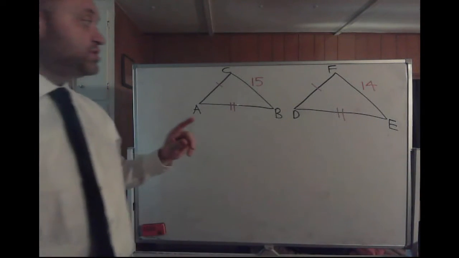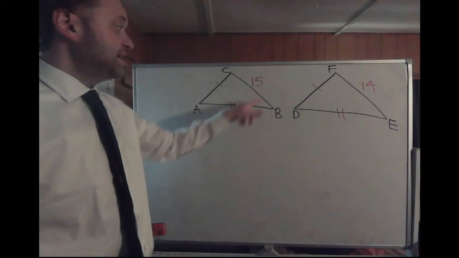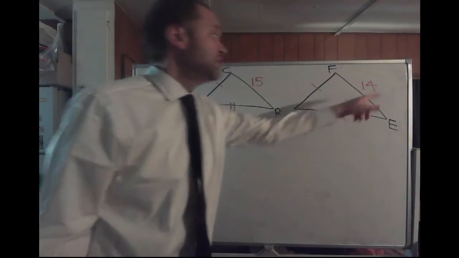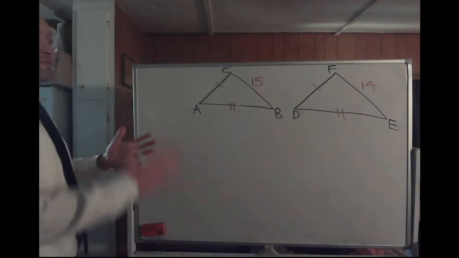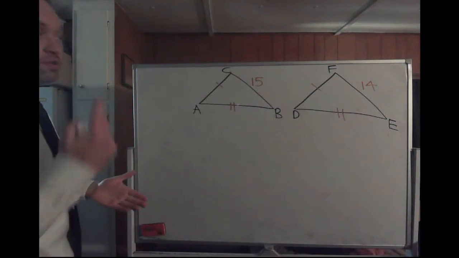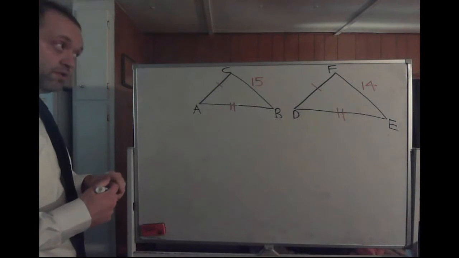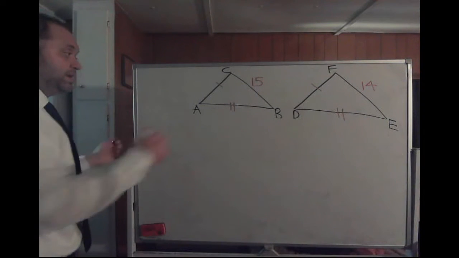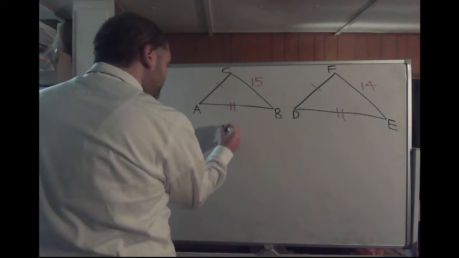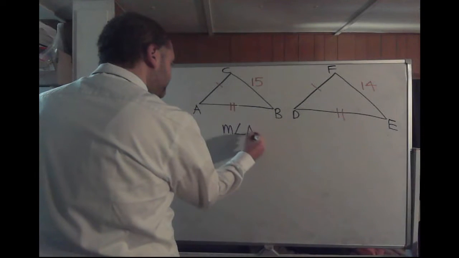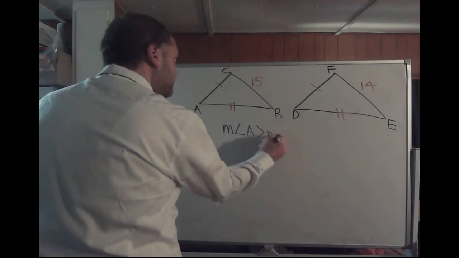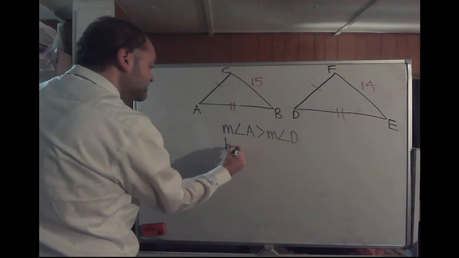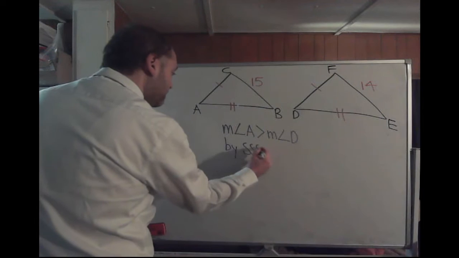But if you look at these 2 triangles, the first triangle, side CB, is longer than side FE in the second triangle with a length of 14. So we have 2 congruent sides, but the third side of the first triangle is longer than the third side of the second. What can we conclude? Well, we can conclude that the measure of angle A is greater than the measure of angle D because of the side inequality theorem.